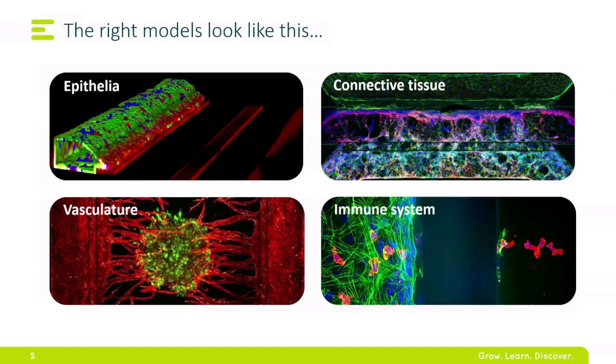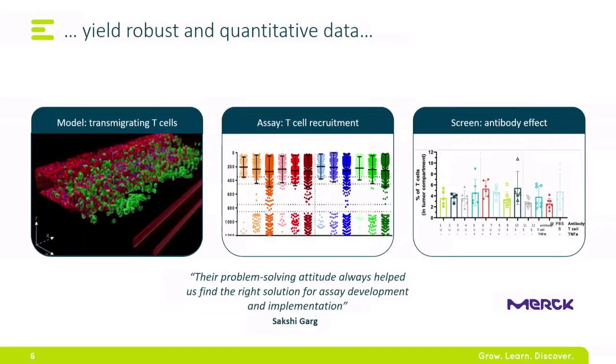So a good model is really just the start of it, right? The next step that you need to take into account is that you also need to have robust and reproducible assays. And it's something that we, at Metas, it's our bread and butter. We develop those assays for our pharmaceutical clients all the time. This is a great assay that we set up with Sakshi Garg together at Merck, which is actually mimicking the diapedesis process. So that's actually the recruitment of immune cells to the site of inflammation.